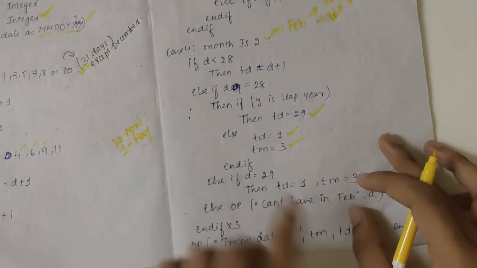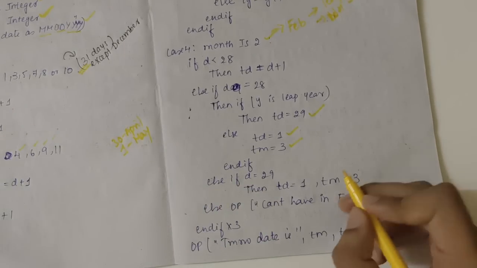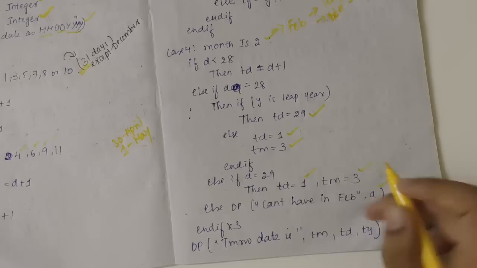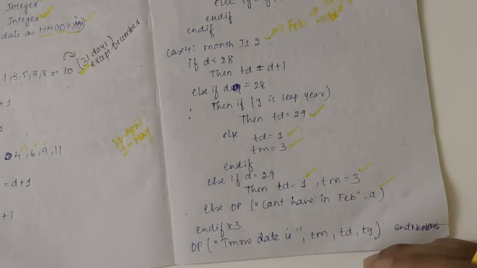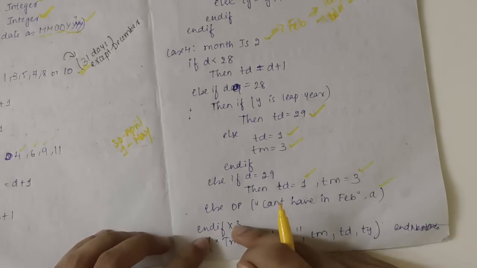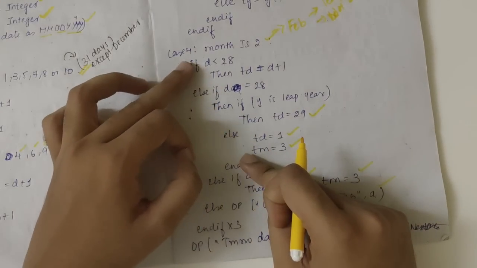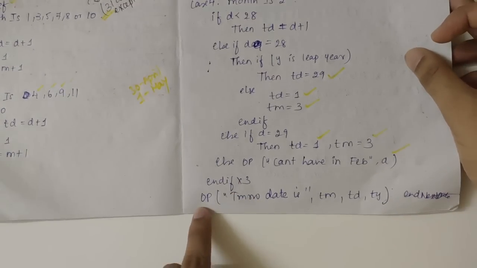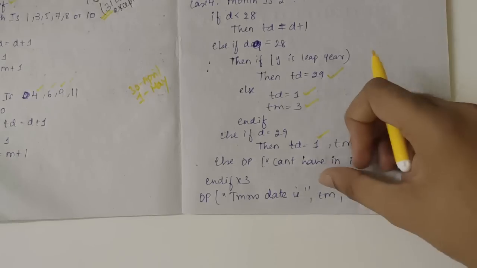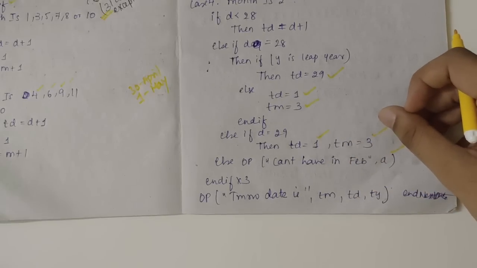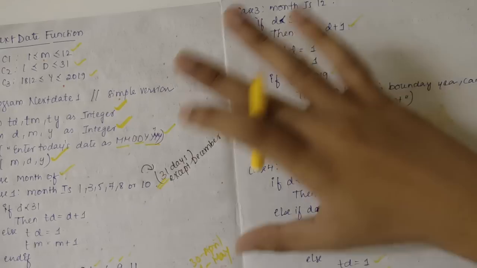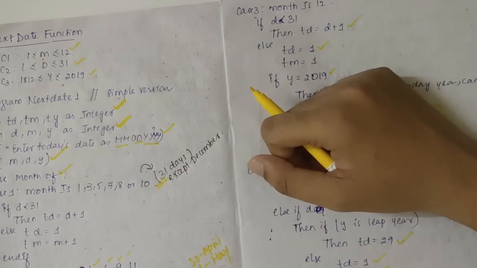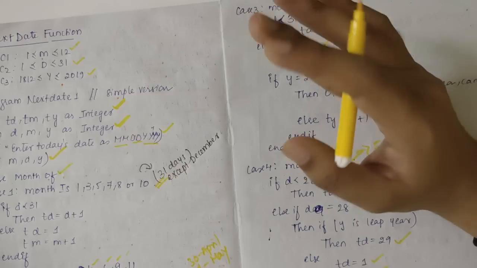After that we'll check if D is equal to 29. If D is equal to 29, we can take T of D as 1 and T of M as 1. Then we'll print that this is not possible in February. So finally, after ending the end if loops, once here and once here, ending these three if parts, we'll get end if three times. Followed by that, we'll write output is equal to tomorrow date, tomorrow month, and tomorrow year. After that, we'll exit the next date function. So this was about the next date function. The pseudocode of the next date function could be asked. And one thing to remember is to make sure that you remember all the 4 cases properly.